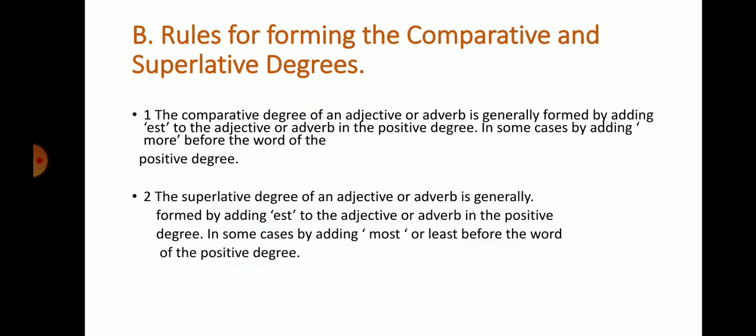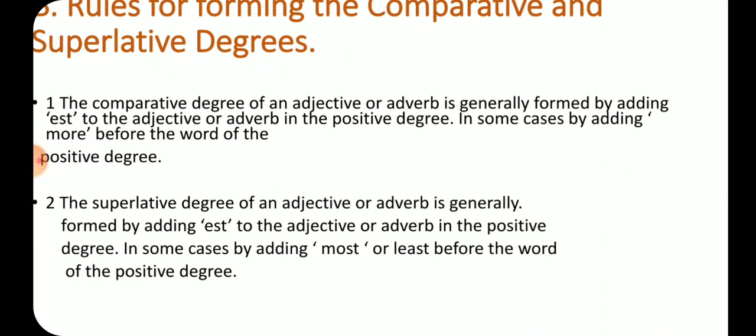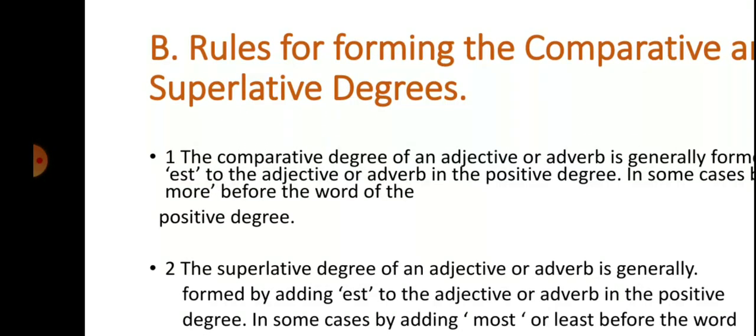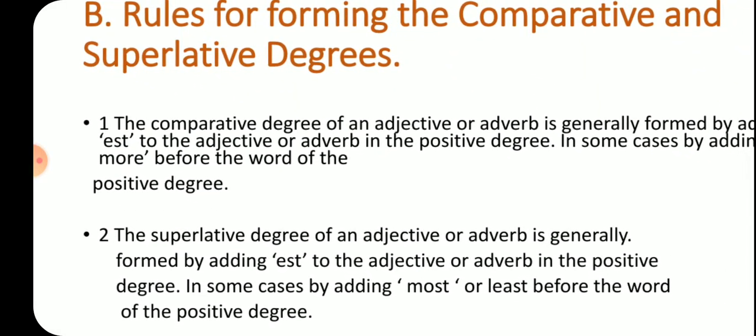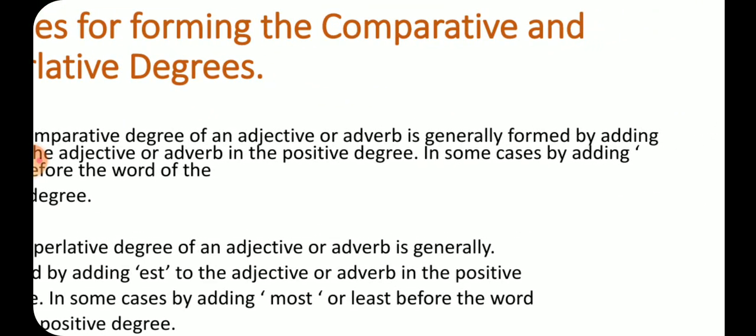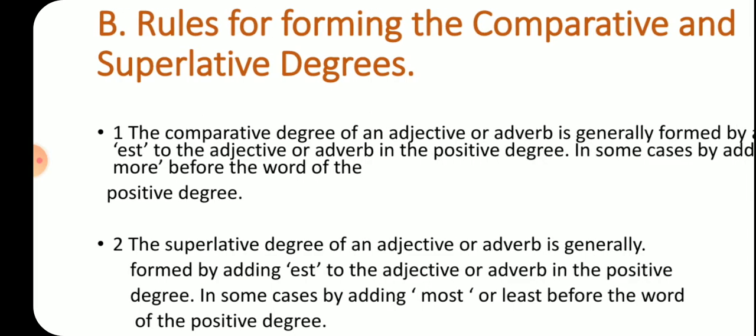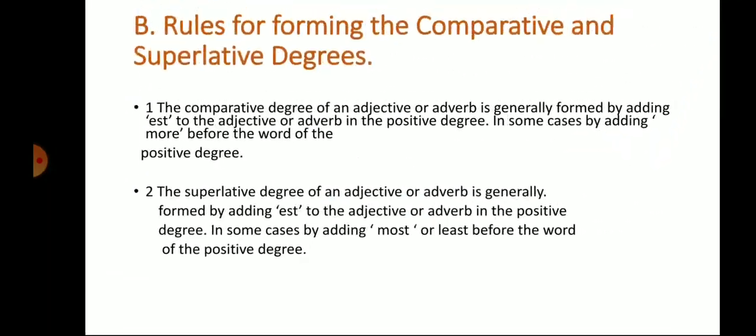So now, coming to the rules. Okay, now we have a few rules for how we can use the comparative and superlative degrees, how the forms are made. The comparative degree of an adjective or an adverb is generally formed by adding er to the adjective or adverb in the positive degree. In some cases, by adding more before the word of the positive degree.